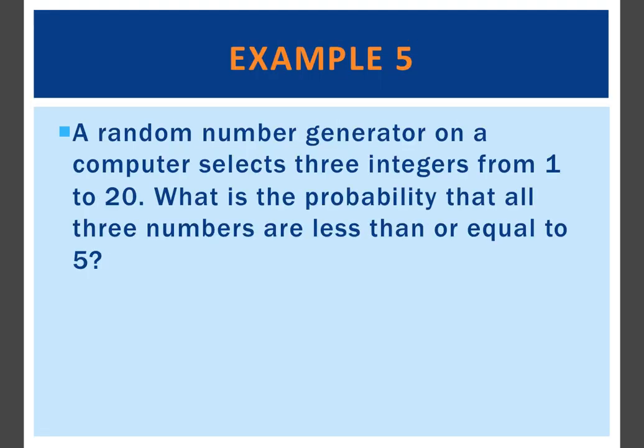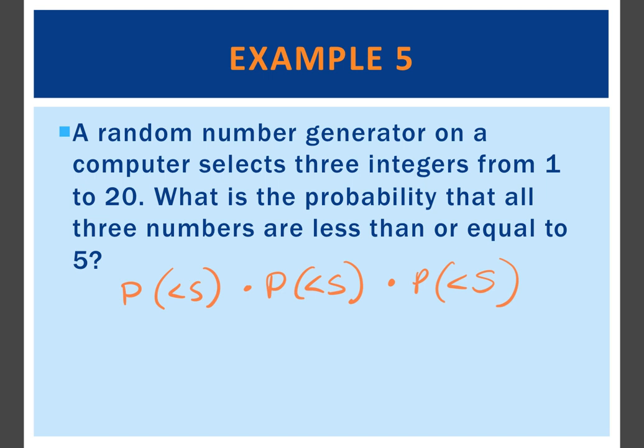All right, we're going to do one and then we're going to stop. A random number generator on a computer selects 3 integers from 1 to 20. What's the probability all 3 numbers are less than or equal to 5? So if it's a randomly generated number, are each of these events independent or dependent? Independent, right? A randomly generated number comes from a fresh set every time. So these are independent, okay? And it says that you want all 3 numbers to be less than or equal to 5. So I need to know the probability that the first one is less than or equal to 5 times the probability the second one is less than or equal to 5 times the probability the third one is less than or equal to 5.